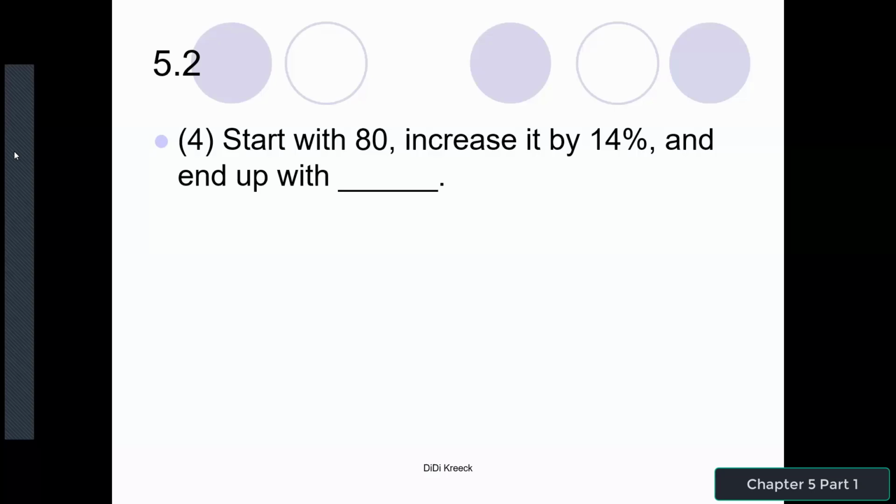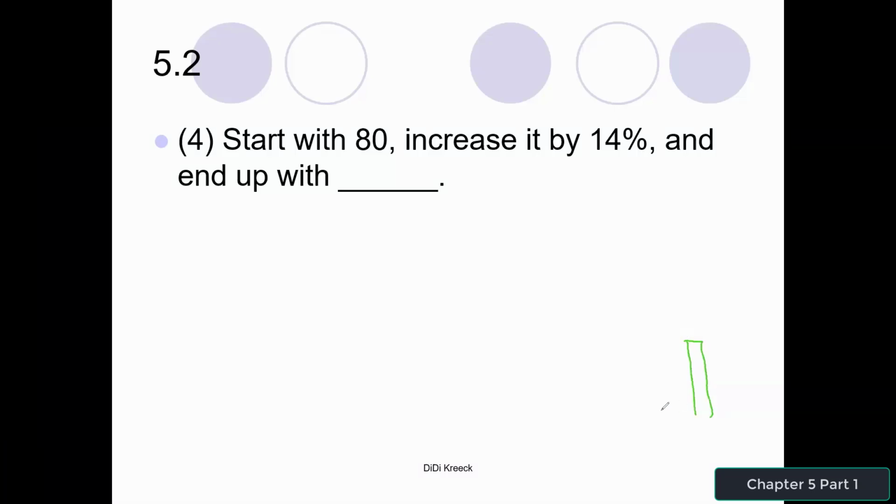So we know that we start with 80, not 30. This may be from 0. And all of a sudden, we know that we have an increase. So we increase by 14%. So this is an increase of 14%. So what do we end up with? This is what we started with: 80.